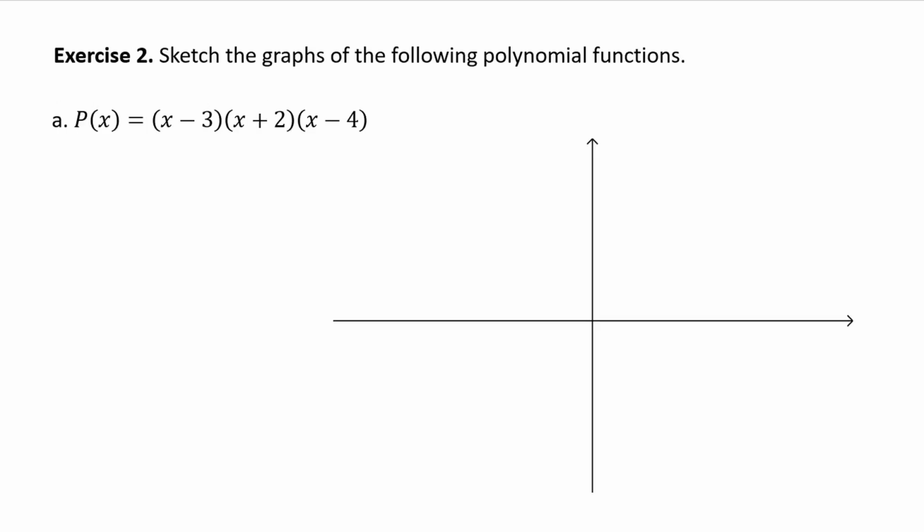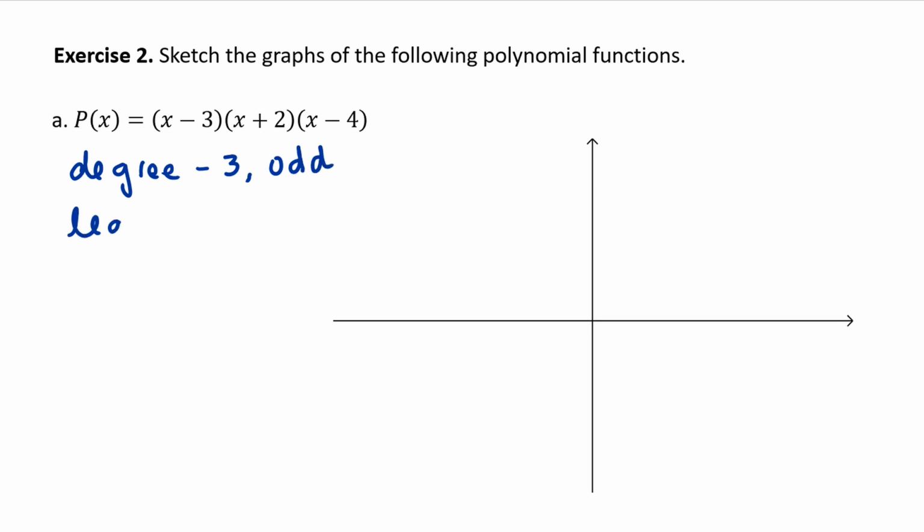Sketch the graphs of the following polynomial functions. A, p of x equals x minus 3 times x plus 2 times x minus 4. Let's list the information we can readily get off of the graph. First thing is that the degree, x times x times x is 3, so we know that it is odd.